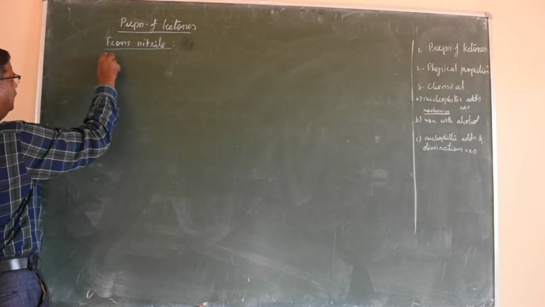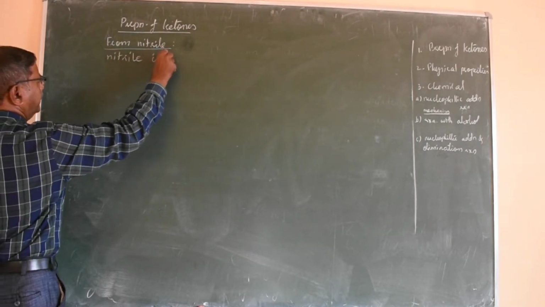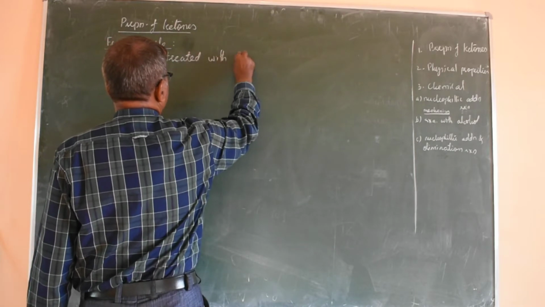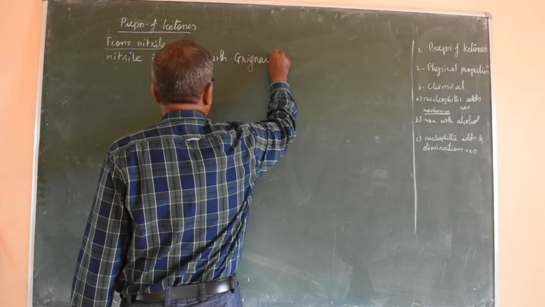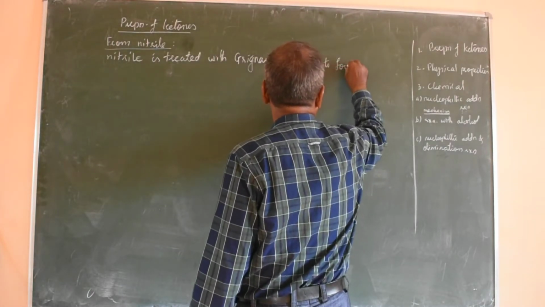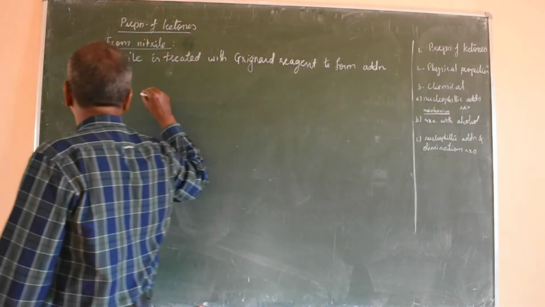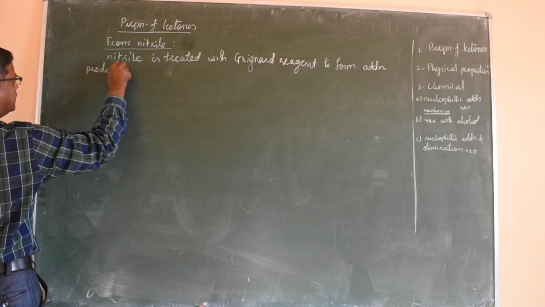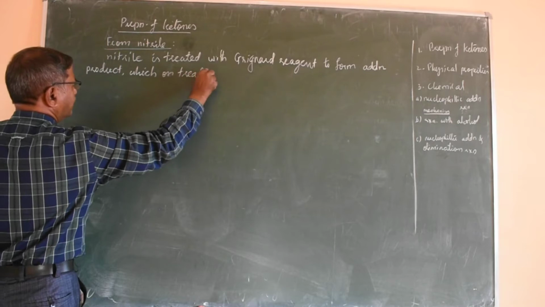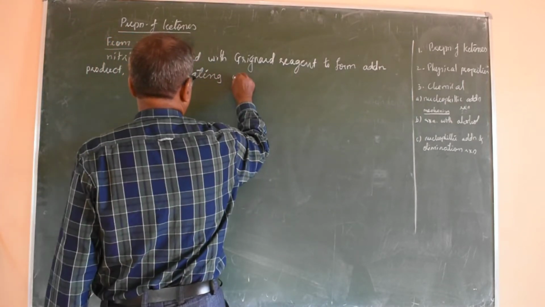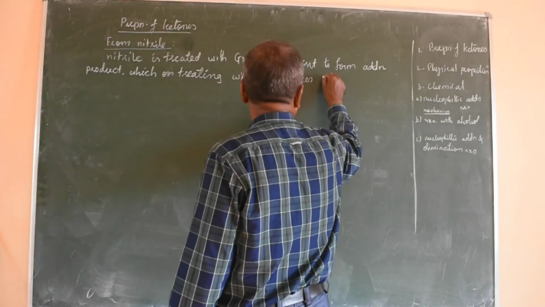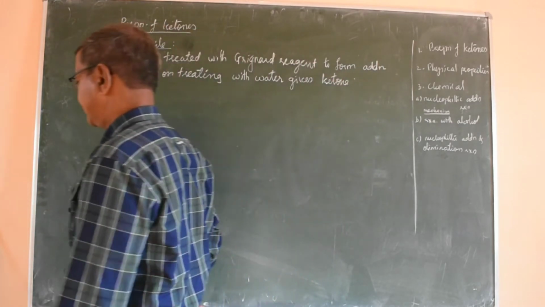So here the nitrile is treated with Grignard reagent to form an addition product, which on hydrolysis, or on treating with water, gives ketone. So this is one more method you can use to prepare ketone.